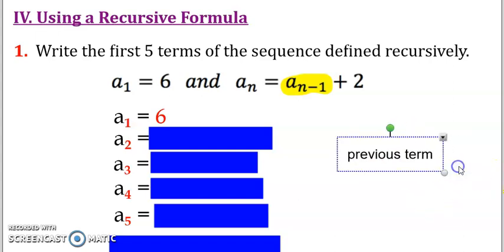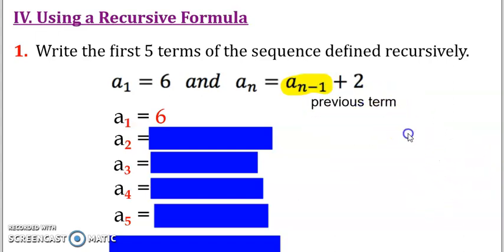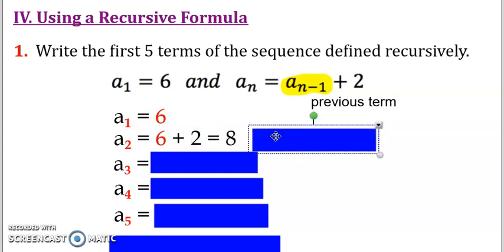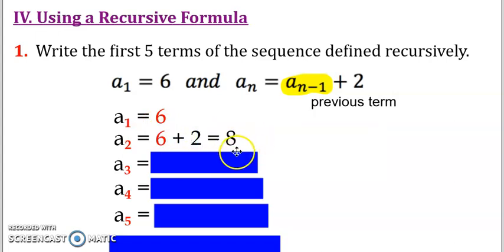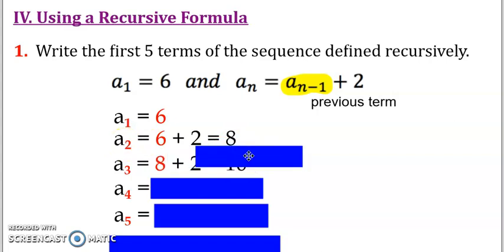so the highlighted piece, that is the previous term, and I'm going to add 2. So to find the second term, I'm going to take my previous term and add 2. So I'm going to take 6 and just add 2. Well, 6 plus 2, that's not too bad, right? That's just 8. To find the third term, I'm going to take my second term, which was 8, and add 2. 8 plus 2, that gives me 10.